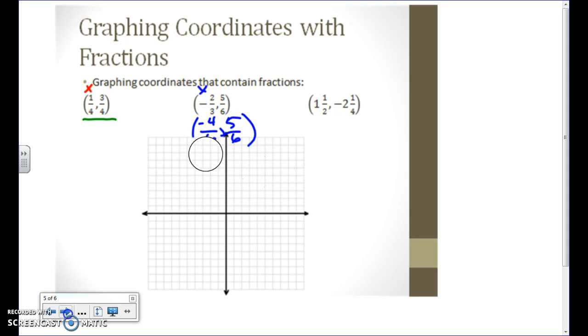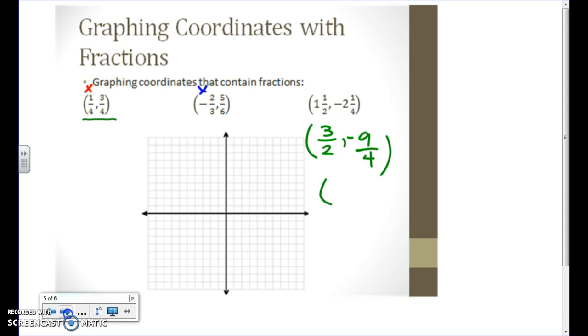And now I'm going to go ahead and erase that too so I have room. We're going to do this last one over here. And again, I noticed that we have 1.5 and -2 1/4. I like to think of them better as improper fractions. So 2 times 1 plus 1 is 3/2, and -9/4, like so. 4 times 2 is 8 plus 1 is 9, -9/4.